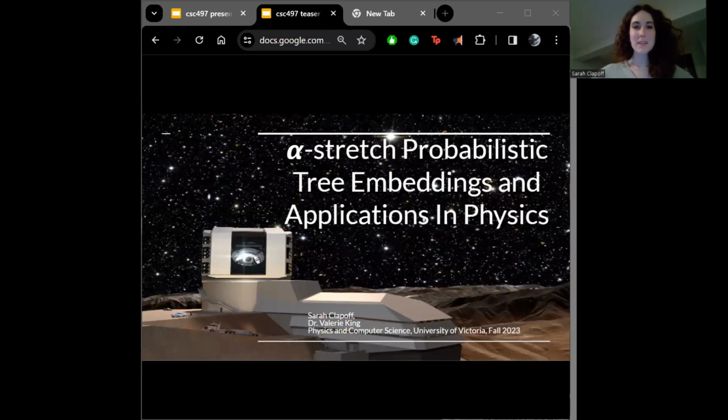Hi, everybody. My name is Sarah Klapoff, and this semester I worked with Dr. Valerie King, and we looked at alpha stretch probabilistic tree embeddings and their applications in physics.